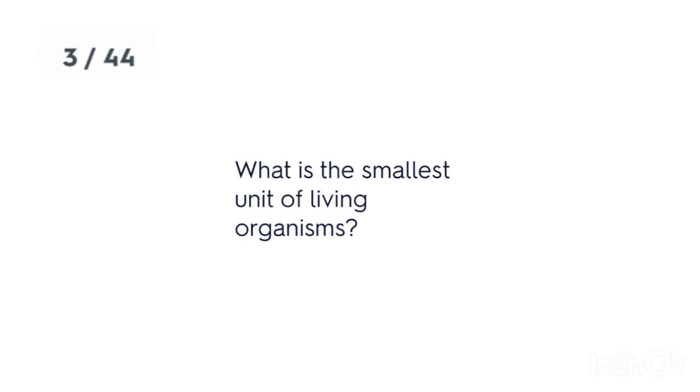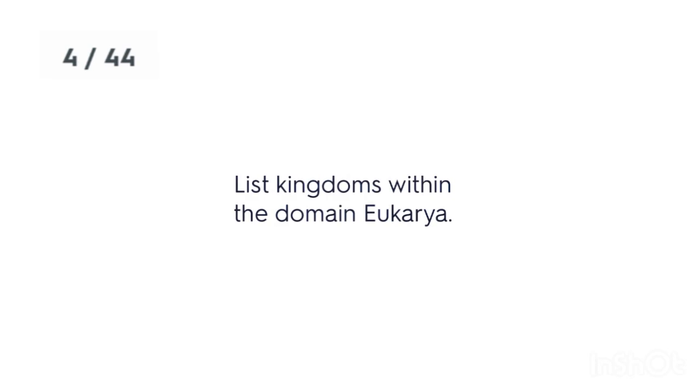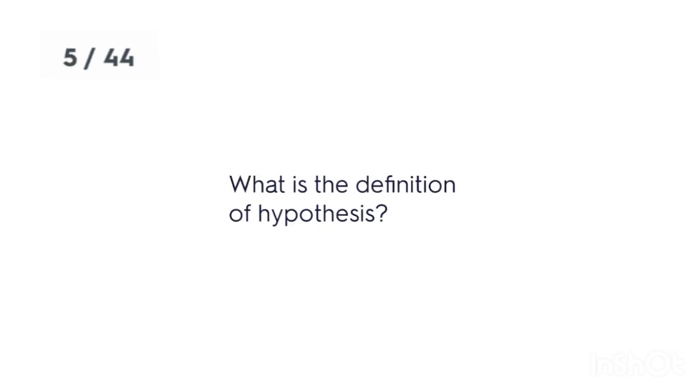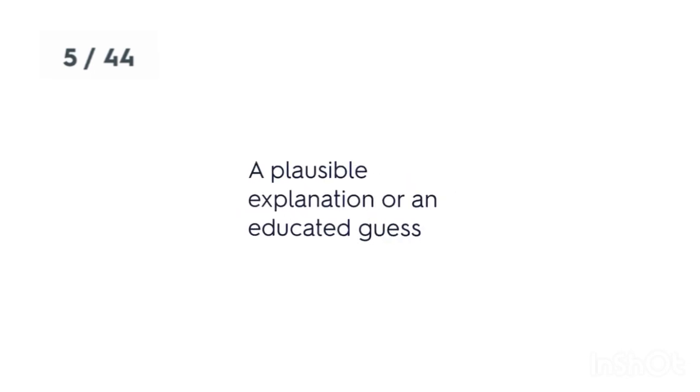What is the smallest unit of living organisms? Cell. List kingdoms within the domain Eukarya. Animal, plant, protist, fungi. What is the definition of hypothesis? A plausible explanation or an educated guess.